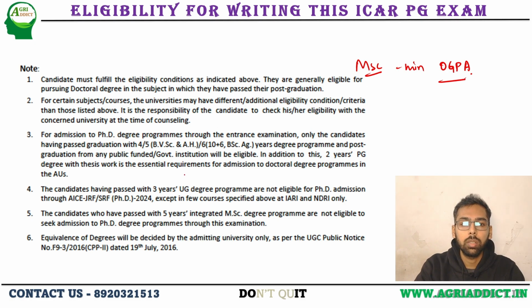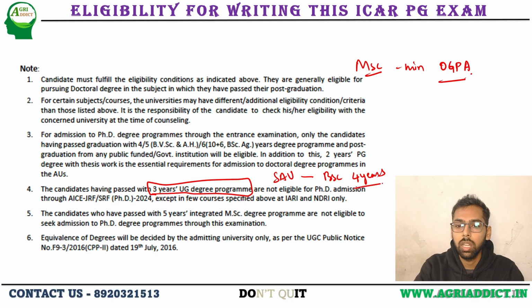And then regarding these 3-year UG programs, if you want to get a seat in a State Agriculture University, you need to have a BSc degree with 4-year duration. There are only a few exceptions, available in the deemed universities like IARI, followed by NDRI, where they accept the BSc with 3 years, and that too in very few subjects. The subjects will be provided in the description box.